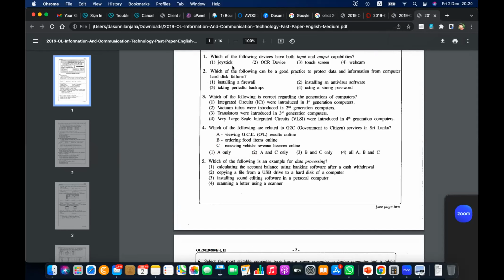Joystick, only input, right? You can give something. OCR. What is OCR? The meaning of OCR is optical character recognition. What's happening there? In optical character recognition, what will happen?